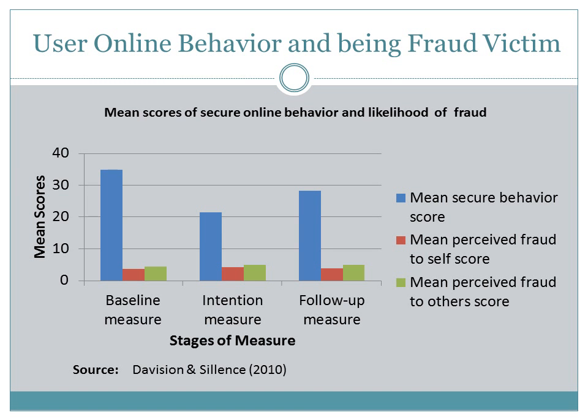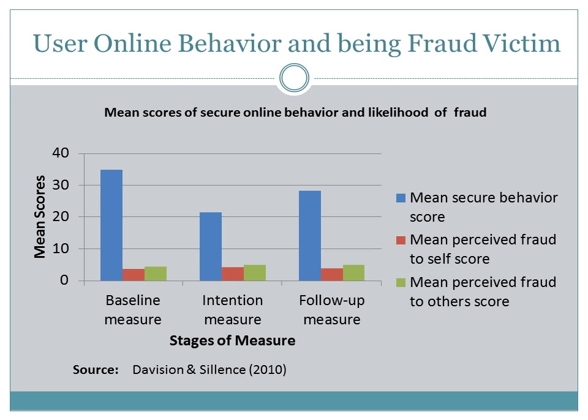This chart shows mean scores and likelihood of being a victim of online transaction fraud, or someone else being a victim of fraud. High mean scores indicate high likelihood of fraud. Lower mean scores have lower risks of being a victim of fraud.